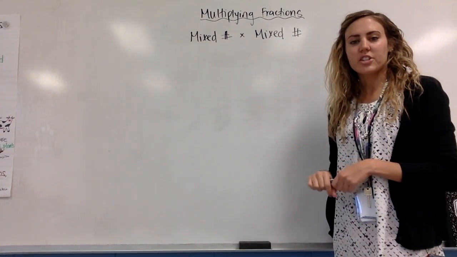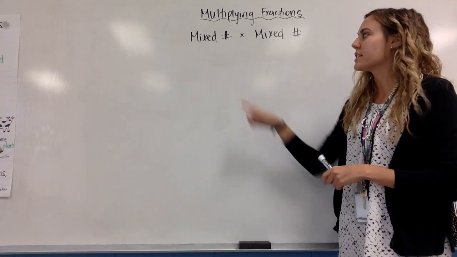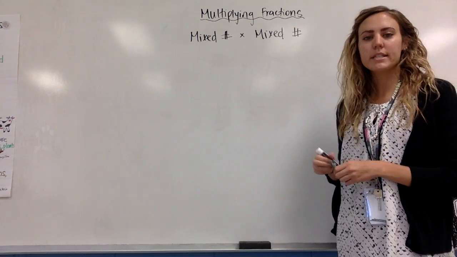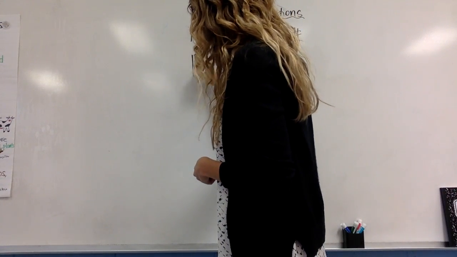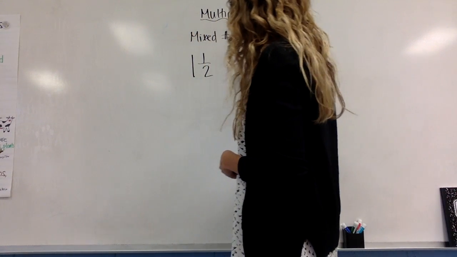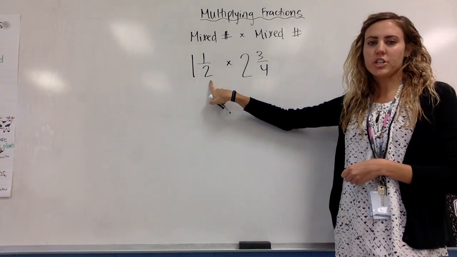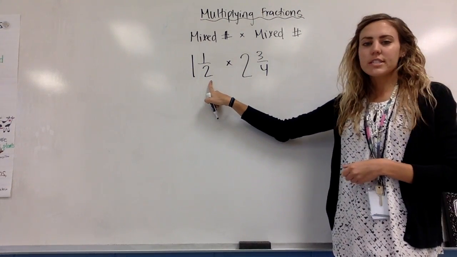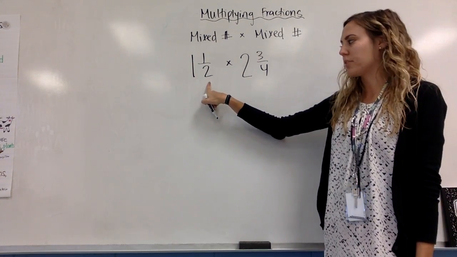At multiplying fractions, we've multiplied whole numbers, regular fractions, and now we're going to look at multiplying a mixed number by a mixed number. So we know if we have a mixed number, that means that we have a whole number and a fraction. And our first step, if you have a mixed number, is to turn it into an improper fraction.